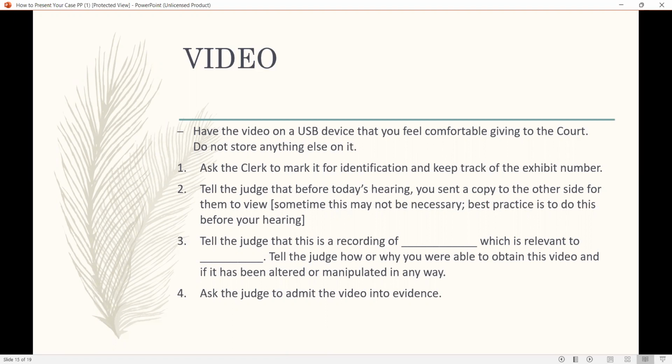If the video is admitted into evidence, the court will find a way to play the video in court, which is why you want to put it on a USB device, because this is the easiest way for the court to be able to do that. They'll play the video in court, and that's how it becomes evidence.